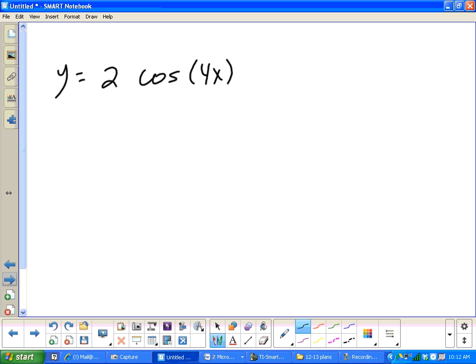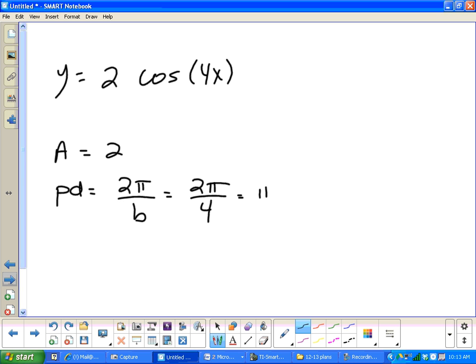Now let's get the easy stuff out of the way. What's my amplitude? 2. Now my period here. Period is equal to 2 pi over b, where the b variable represents the coefficient on the x. So what's the coefficient on the x up there? 4. So the period is going to be 2 pi divided by 4, which is really pi over 2.